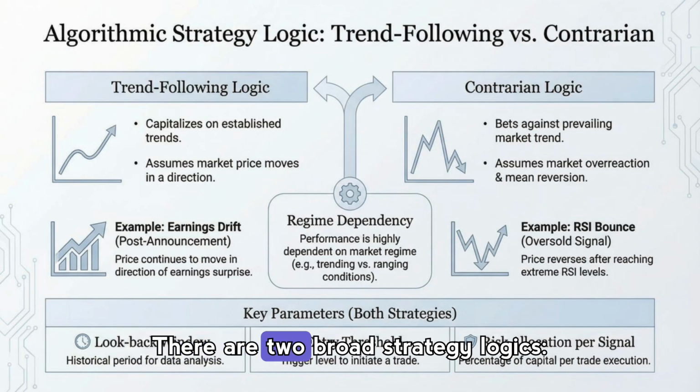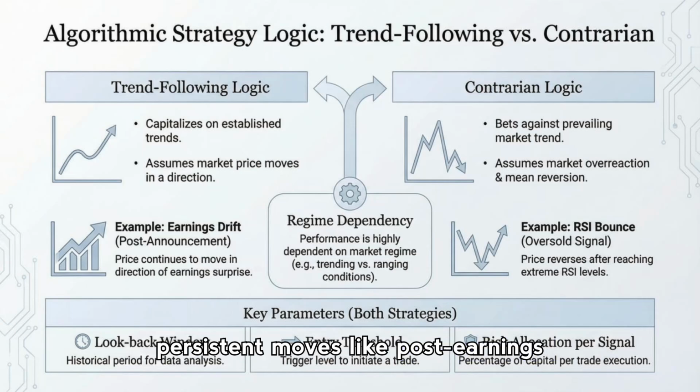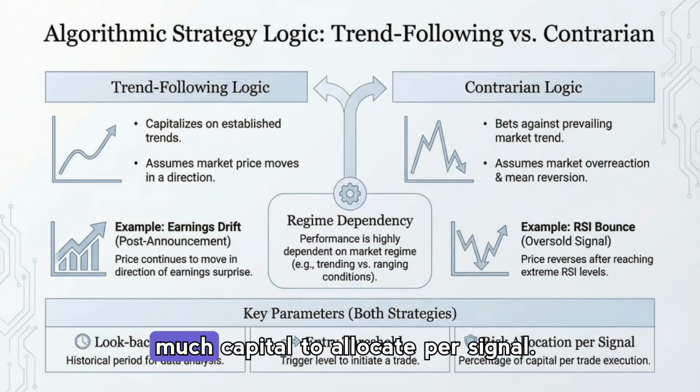There are two broad strategy logics: trend following, which capitalizes on persistent moves like post-earnings drifts, and contrarian approaches, which bet on mean reversion after overreaction, for example, an RSI bounce from oversold levels. Both depend on market regime and share core parameters such as look-back window, entry threshold, and how much capital to allocate per signal.